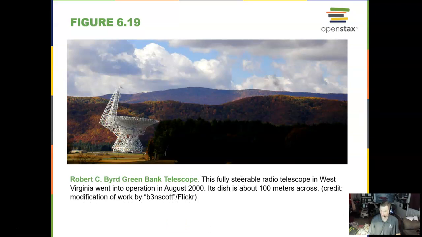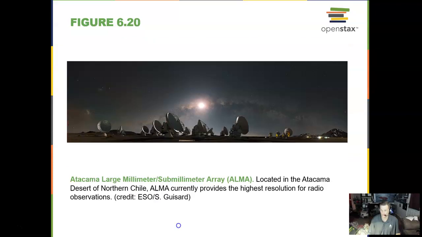The Green Bank Telescope in West Virginia is pretty large, 100 meters across. The Large Millimeter Array in Chile, the Atacama Desert again, in northern Chile.